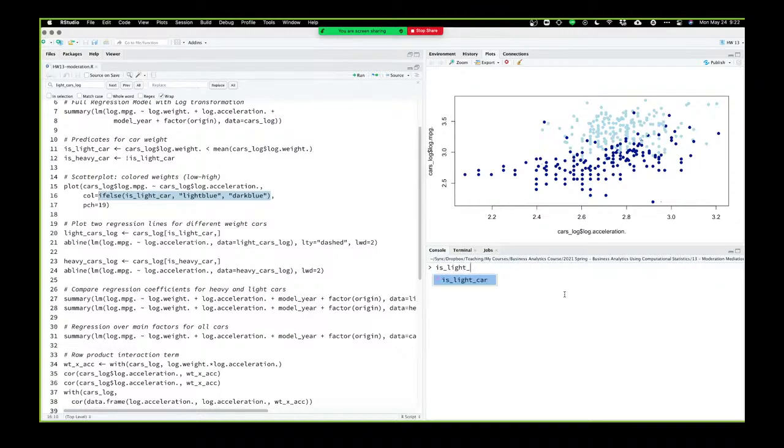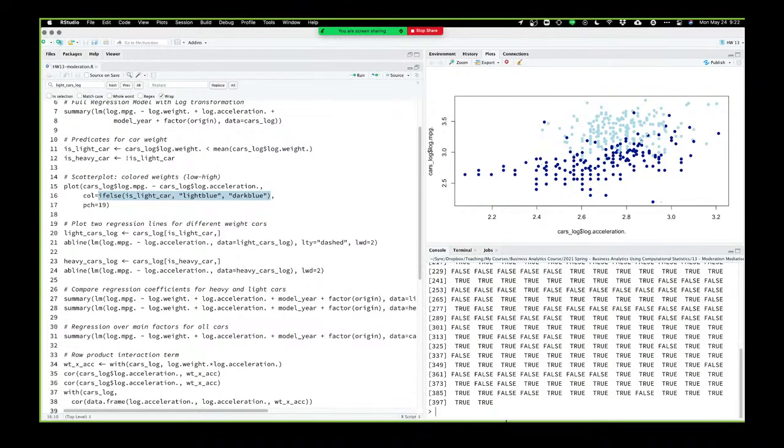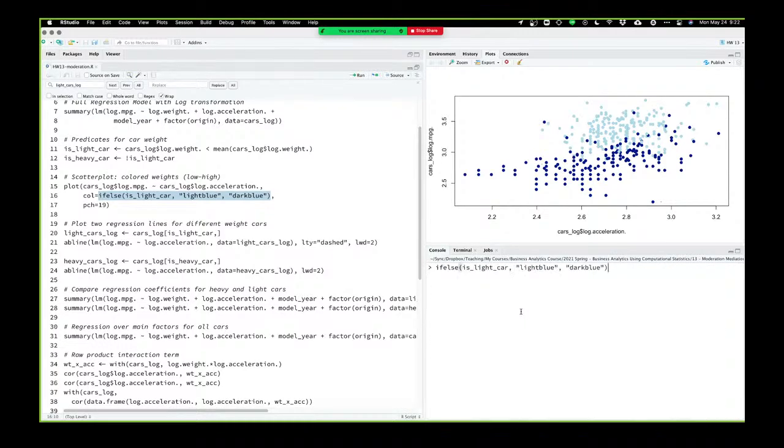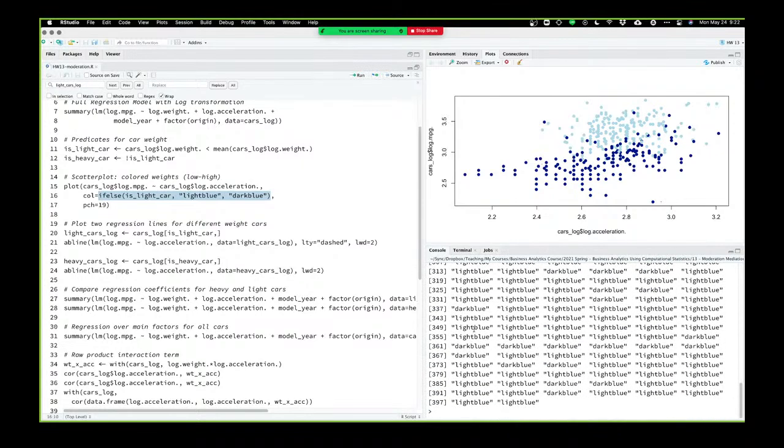So is light car is again these trues and falses. Okay, it starts with a whole bunch of falses, and then we have some trues. It ends with at least 5 trues. All right. And when I do if-else, it's asking, is this true? If it's true, then this is what to return. If it's not, then this is what is to be returned. And when I do that, I get a whole bunch of colors, dark blue, dark blue, dark blue, and everything is either light blue or dark blue. All right. And that's the vector that I'm passing in to colors. So I'm giving it a vector of colors so that each point can have a color depending on if it's light or if it's dark blue.